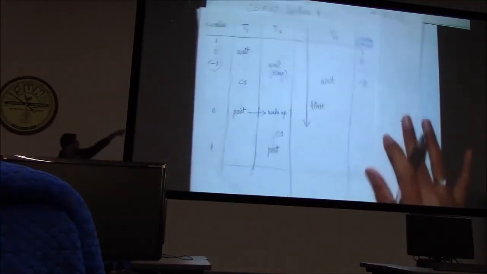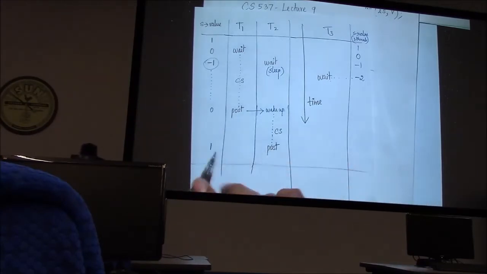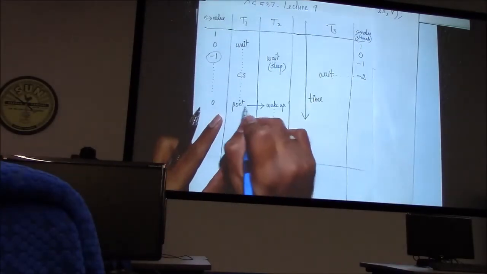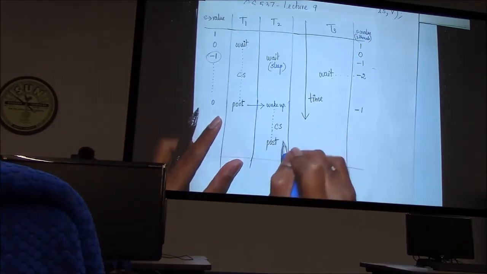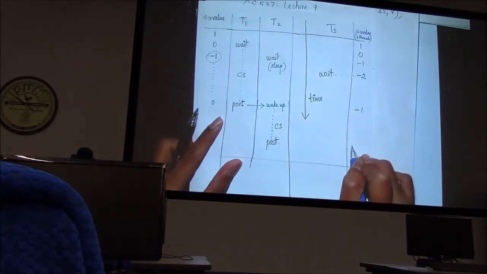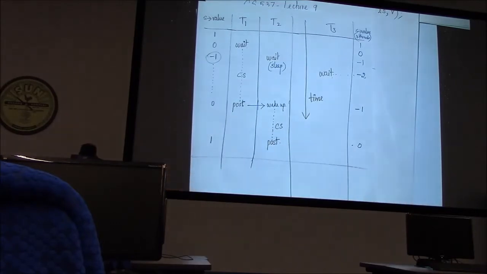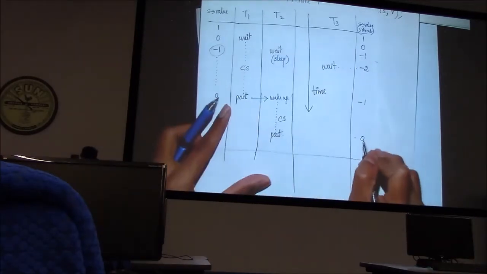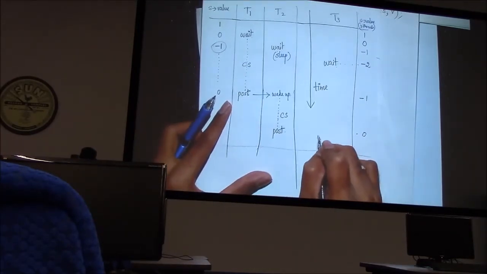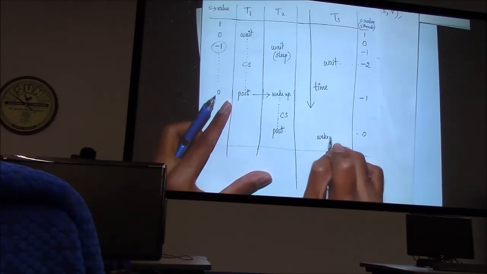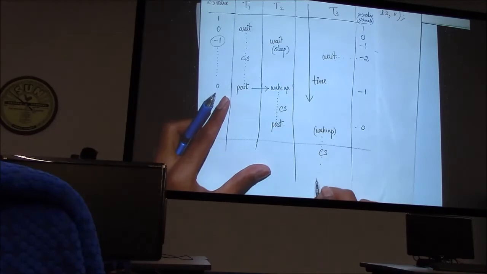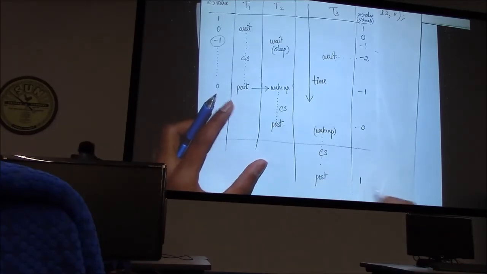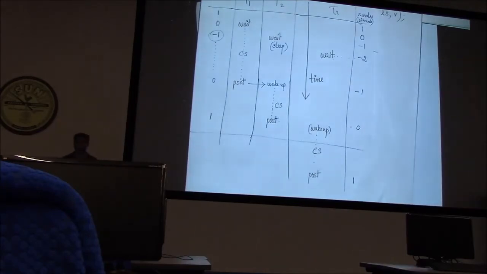Whenever the first thread calls post, it becomes -1, second thread calls post, it becomes 0, and let's assume this was the time this third thread woke up and it runs in its critical section. Finally, when it calls post, it's going to set this value to 1, and this is going to work.